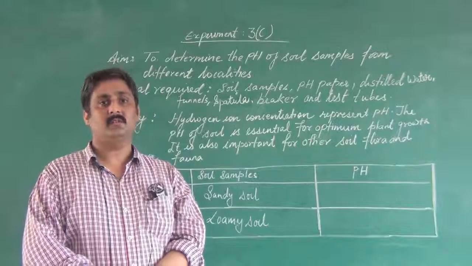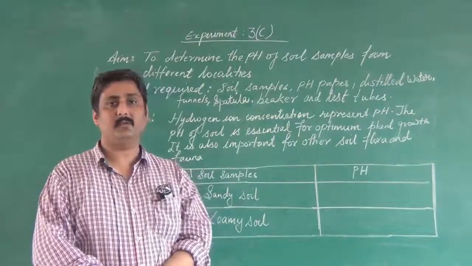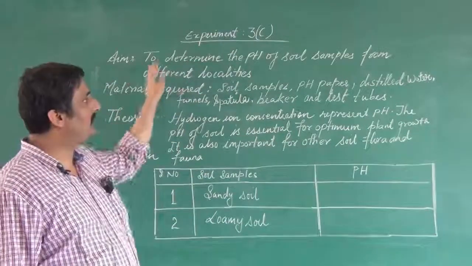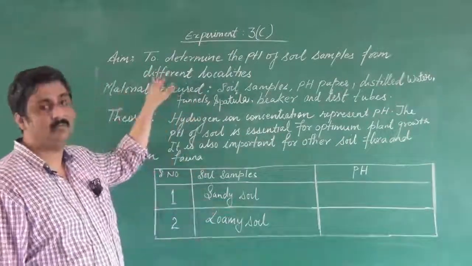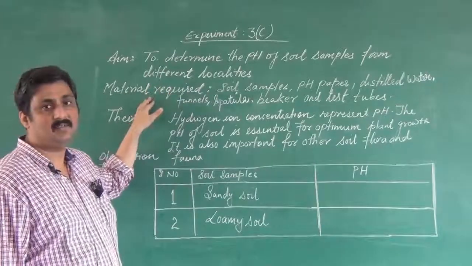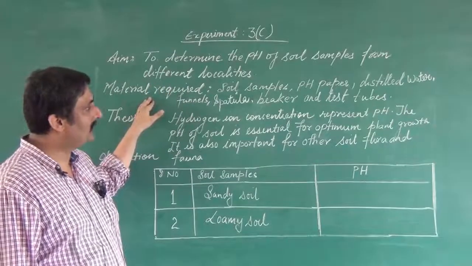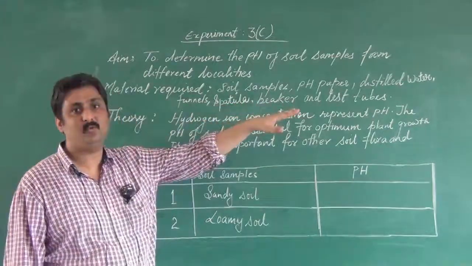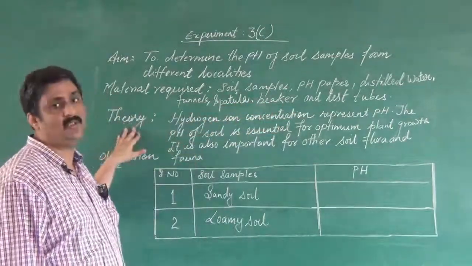Good morning students. Today again we are here to perform an experiment on soil. Now this is our aim: to determine the pH of soil samples from two different localities. This is the material required: soil samples, pH paper, distilled water, funnels, spatula, beaker and test tubes. Now this is the theory.